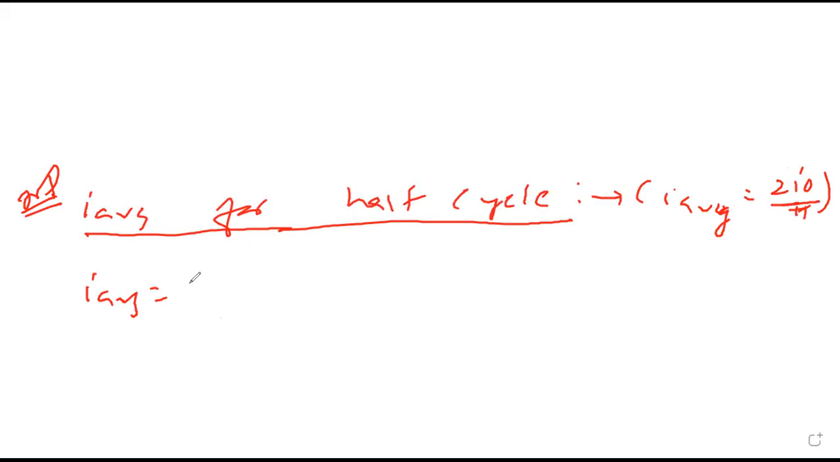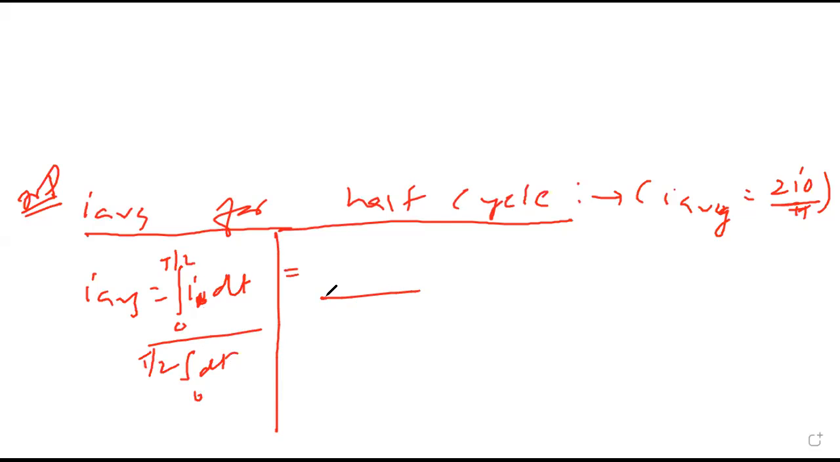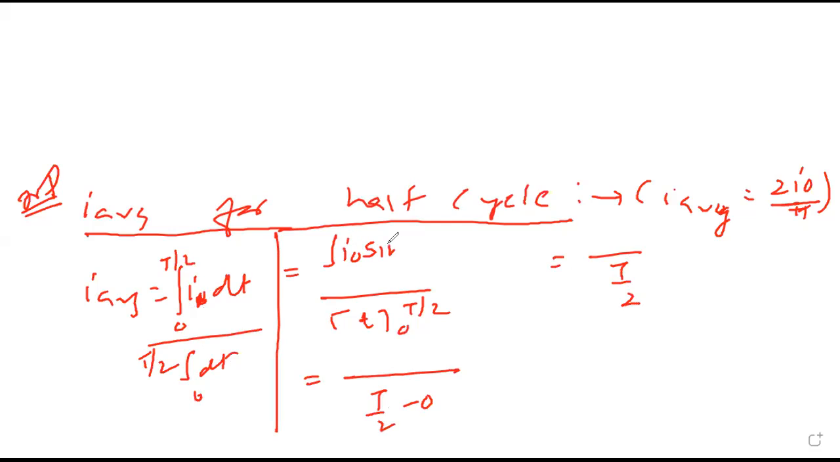I average is the integral of I dt by integration for half cycle. Half cycle is 0 to T by 2, and dt from 0 to T by 2. So this will be the integral of dt, that is t, from 0 to T by 2. First the denominator I am doing. That is T by 2 minus 0, so it will become just T by 2. Then the I part is I0 sine omega t dt from 0 to half cycle T by 2. I0 is constant, sine omega t dt from 0 to T by 2.